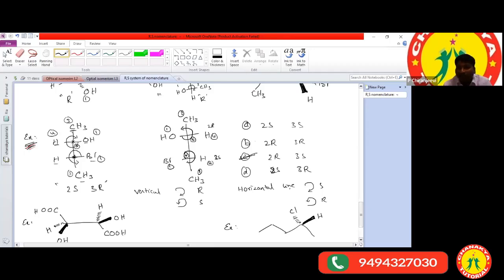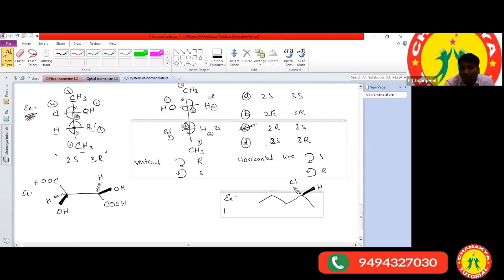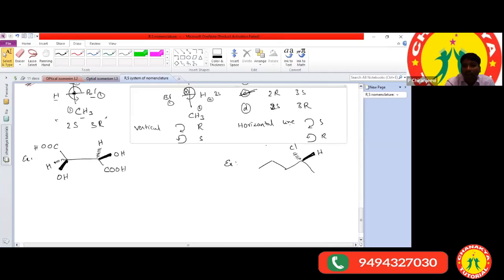Okay. So now you have the clarity on how to find the RS configuration. If you don't understand well, go through the video once. And I have given two more examples. Please practice all these examples. Okay, then we will discuss tomorrow.